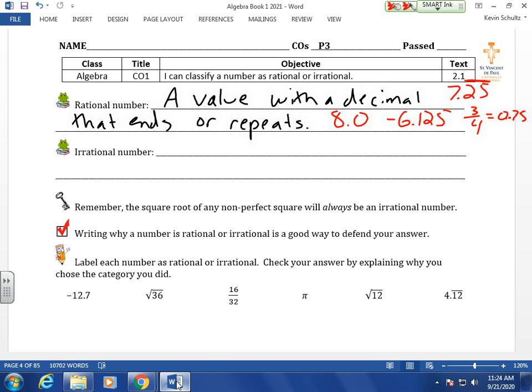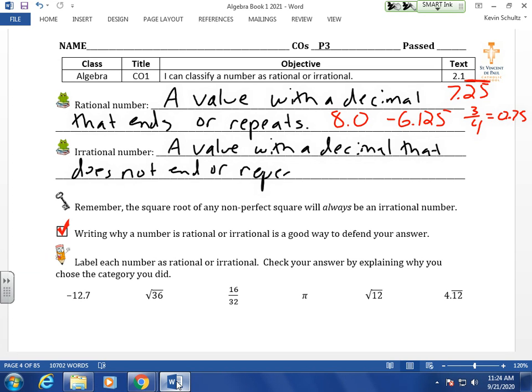Good. So if a rational number is a value with a decimal that ends or repeats, irrational sounds like the opposite of rational. What would an irrational number be? Never ends or never repeats. So an irrational number is a value with a decimal that does not end or repeat. The decimal goes on forever.